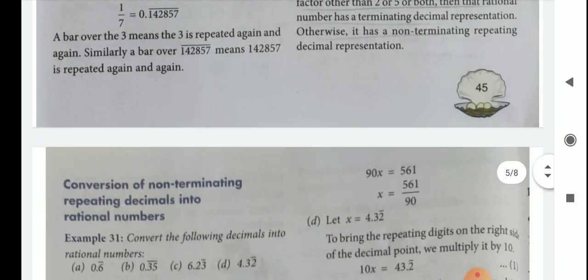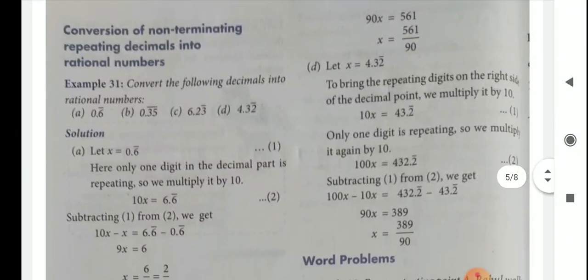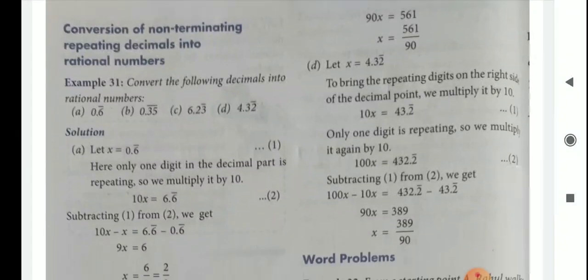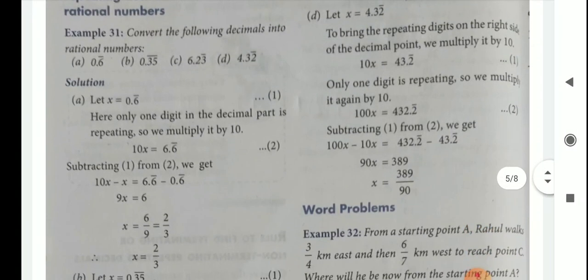Okay. Then conversion of non-terminating repeating decimals into rational numbers. Here some examples are there. Just we follow, then we find out our answer. Example 31. Convert the following decimals into rational numbers. 0.6 bar. Then how do we convert it to a rational number? So let's see the solution.